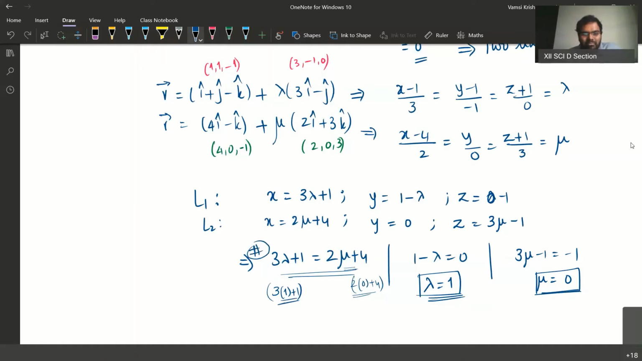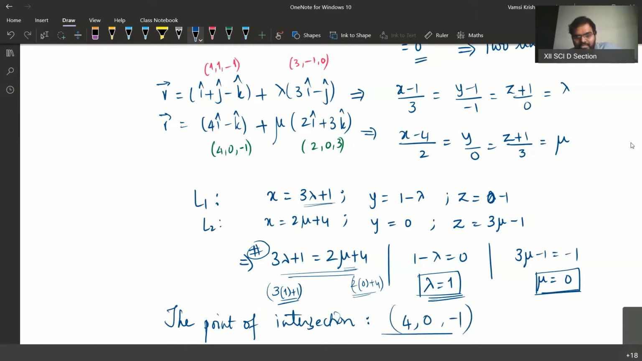So the point of intersection will be 3 lambda plus 1, which is 3 times 1 plus 1, that's 4. The y coordinate is 0 and the z coordinate is minus 1. So this is the point of intersection of the two lines, students. Is this clear?